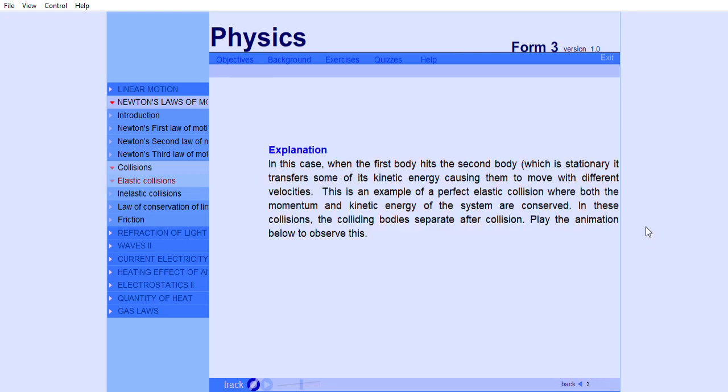Explanation. In this case, when the first body hits the second body, which is stationary, it transfers some of its kinetic energy, causing them to move with different velocities. This is an example of a perfectly elastic collision where both the momentum and kinetic energy of the system are conserved. In these collisions, the colliding bodies separate after collision. Play the animation below to observe this.